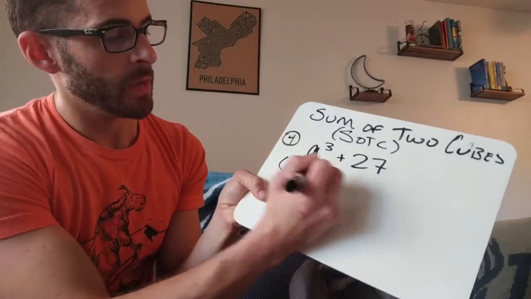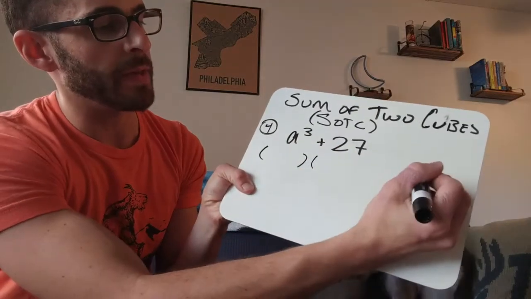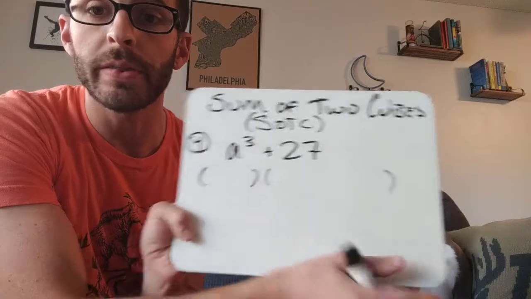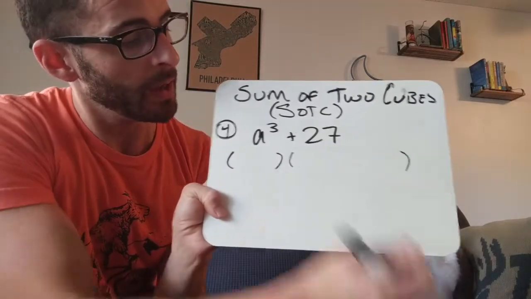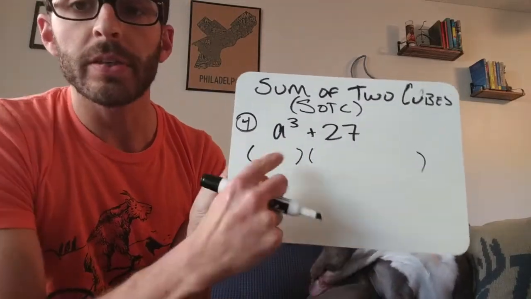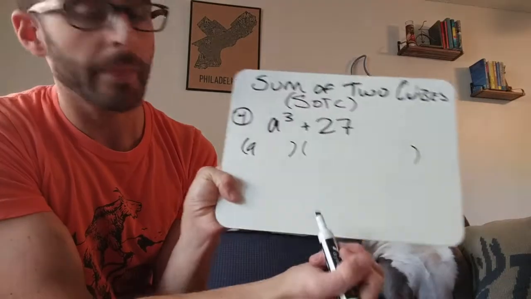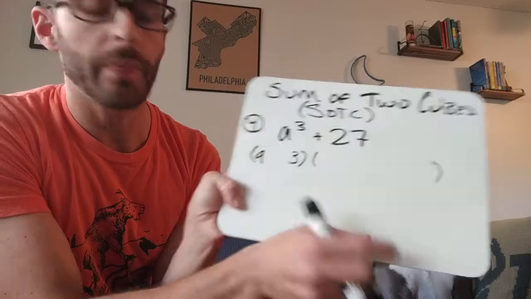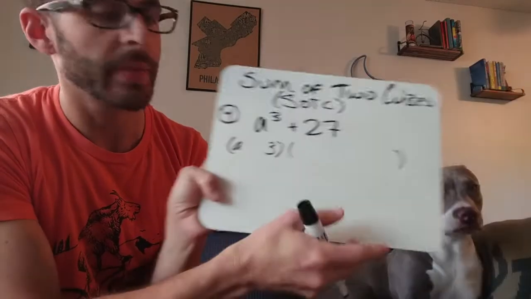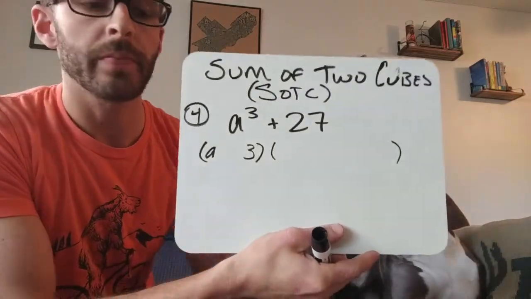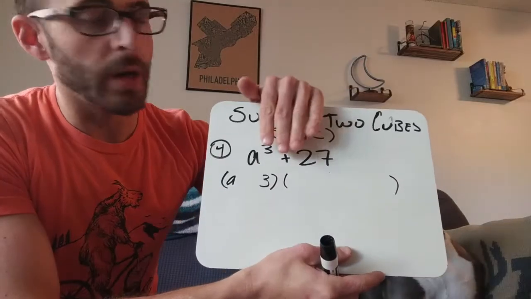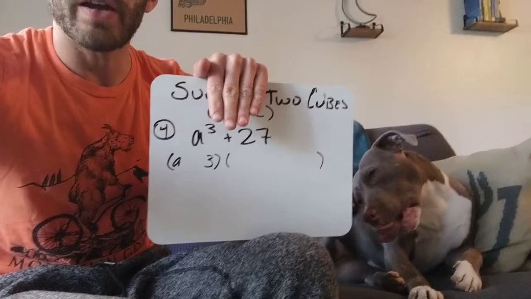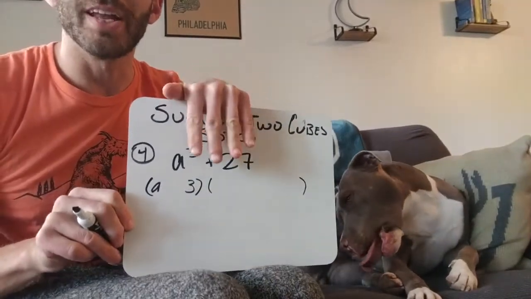First thing you do, you're going to write a set of small parentheses and a set of big parentheses. All right? Small parentheses, big parentheses. Now, in the small parentheses, we're going to cube root the first, and we're going to cube root the last. So, let me make that look like an A and 3. All right. And now we're not looking at the question anymore.